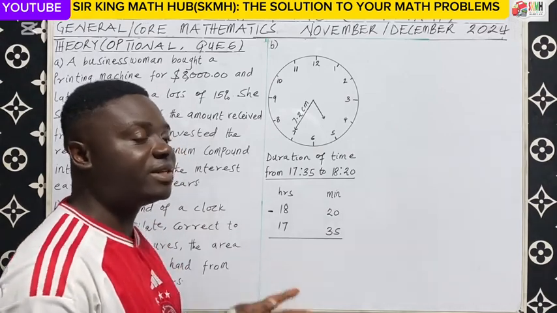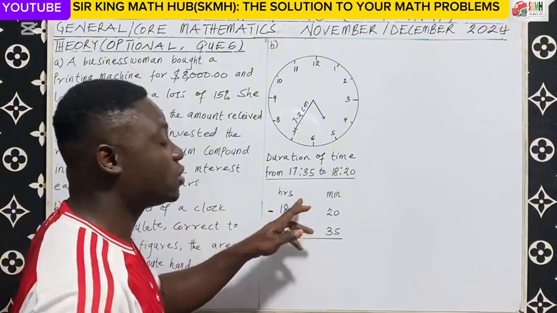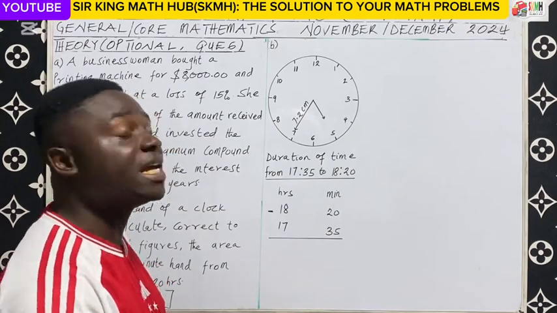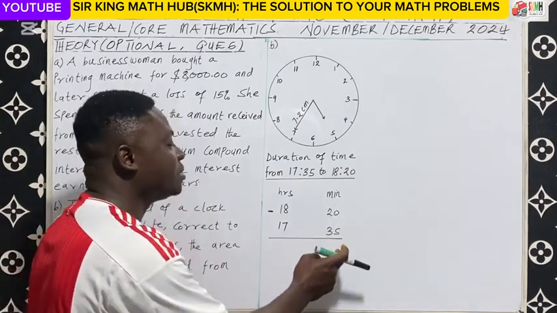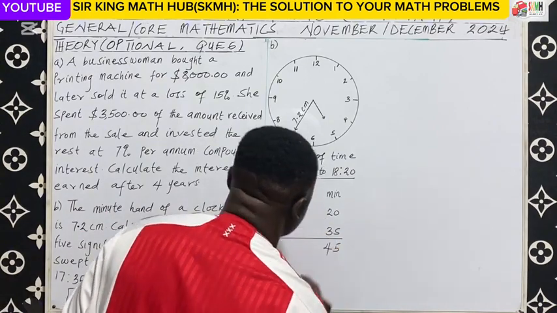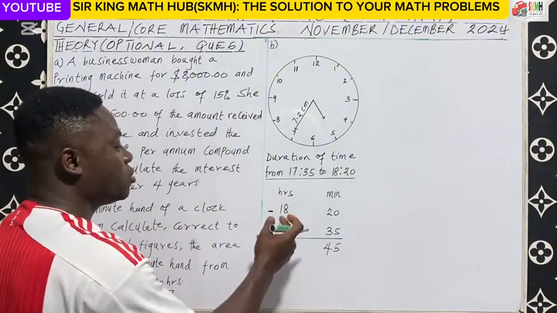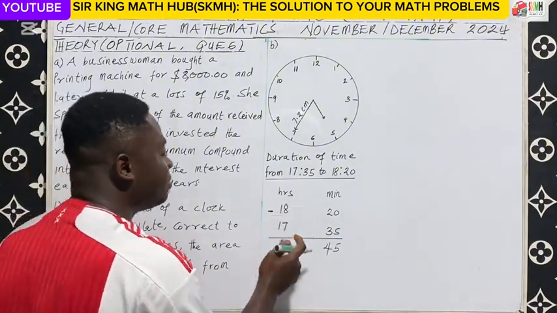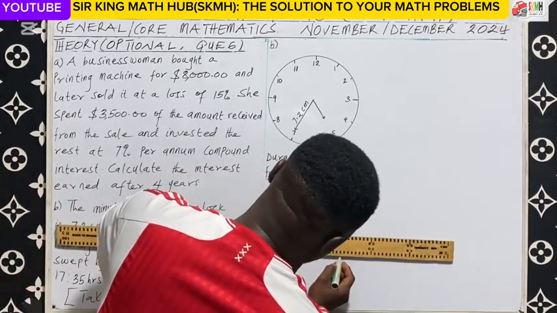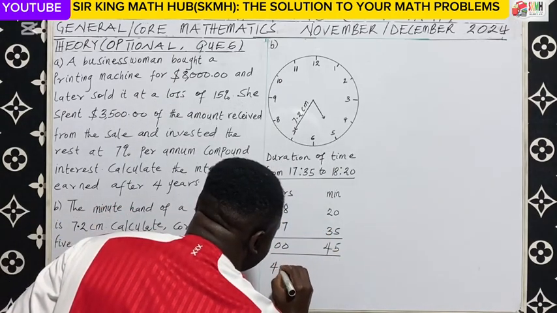Now don't forget that every 60 minutes is equivalent to an hour. So we have to convert the 1 hour to 60 minutes, and then 60 minutes plus 20 minutes makes 80 minutes. So now 80 minutes minus 35 minutes should give us 45 minutes. And don't forget that we have already borrowed 1 hour, so we'll be left with 17. Then 17 minus 17 is 0. So we see that the duration here is 45 minutes.